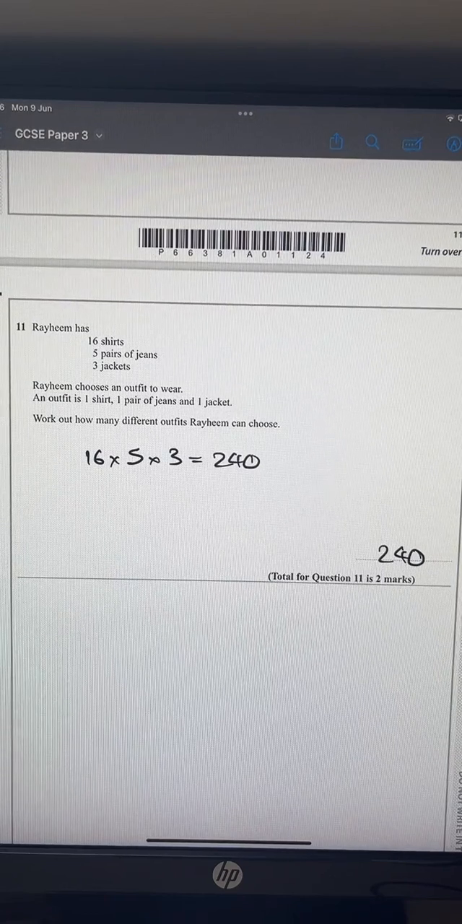This is the June 2022 paper at Edexcel. This is paper 3 for the exam on Wednesday, I believe. They love product rule for counting questions. This one is nice. It's just 2 marks, but they can be more obnoxious.